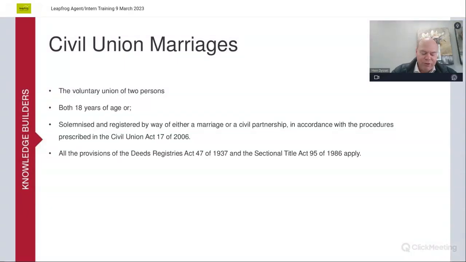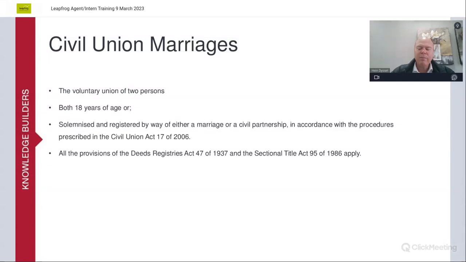So it's the voluntary union between two people. It doesn't say husband and wife. The Act says two persons. It can be husband and wife, absolutely, but it doesn't discriminate. It's between two people. Both must be 18 years or older, solemnized and registered by way of a marriage certificate by a marriage officer. And again, it will be in or out of community of property, depending on whether they registered the antenuptial contract before they got married.